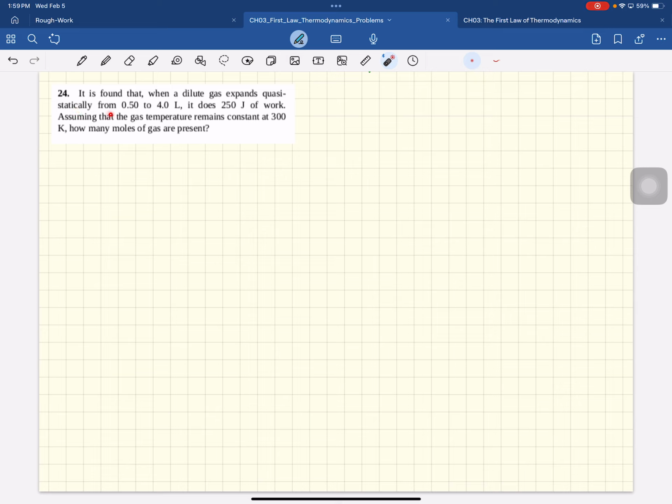Expands quasi-statically from 0.5 to 4 liters. It does 250 joules of work, assuming that the gas temperature remains constant. If the gas temperature remains constant, what does that mean? Isothermal, and also the internal energy is constant. How many moles of gas are present? Delta E equal to Q minus W. This delta E is 0, so the amount of heat added is equal to the work.